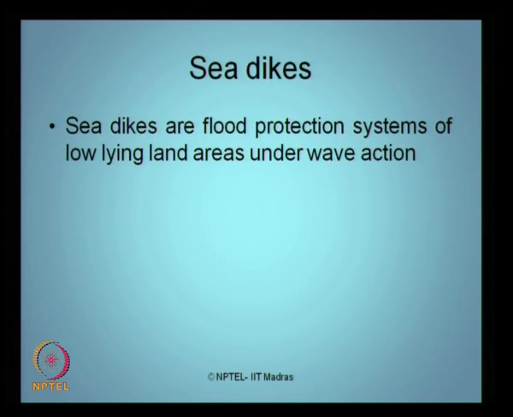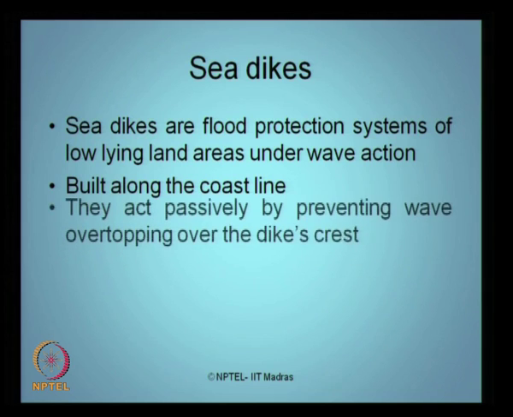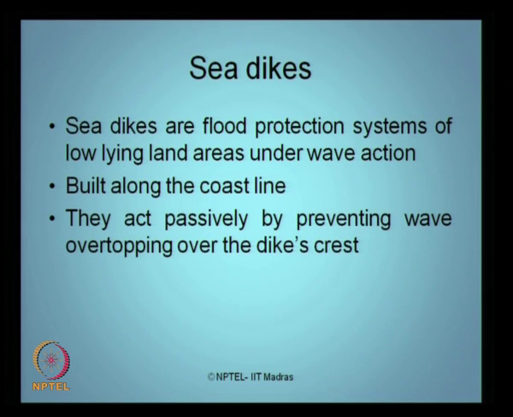If you look at the objectives, sea dikes are actually flood protection systems. They protect the low lying land areas from wave action. They are built along the coastline. They act passively by preventing wave overtopping over the dike's crest. Sea dikes have a crest, which is the top portion of the sea dike.